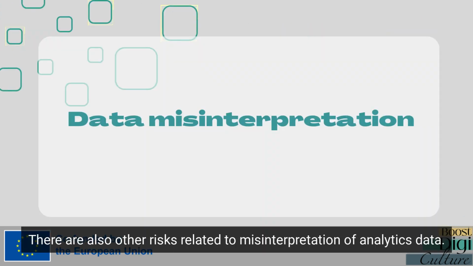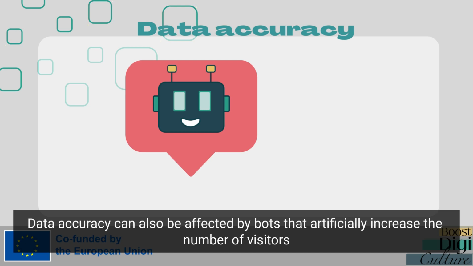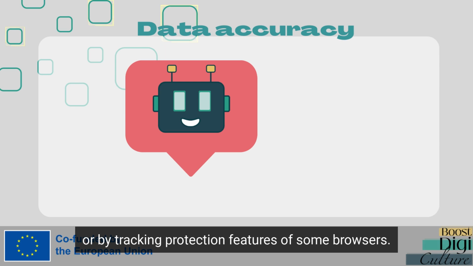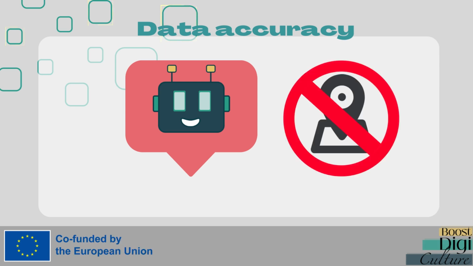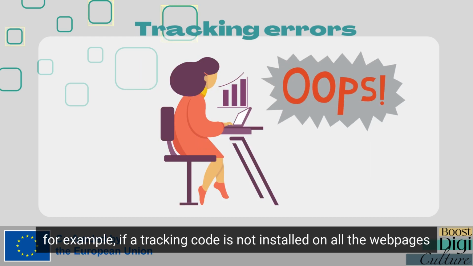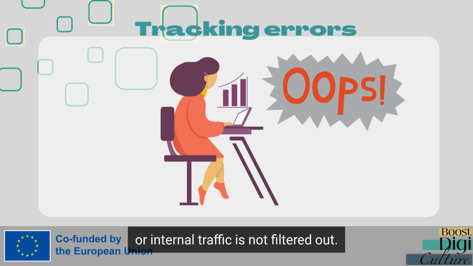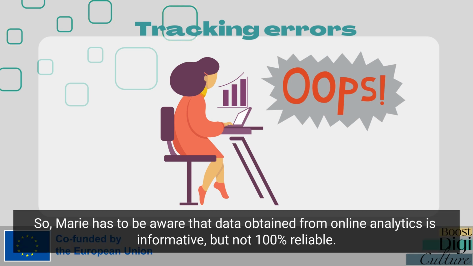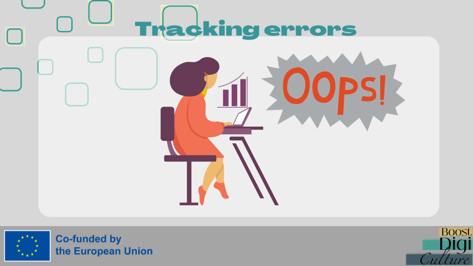There are also other risks related to misinterpretation of analytics data. Data accuracy can also be affected by bots that artificially increase the number of visitors, or by tracking protection features of some browsers. Data can be affected by tracking errors, for example, if a tracking code is not installed on all the web pages or internal traffic is not filtered out. So Marie has to be aware that data obtained from online analytics is informative but not 100% reliable.